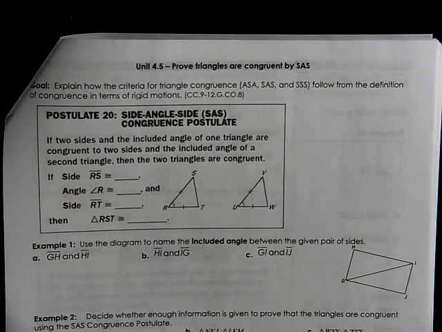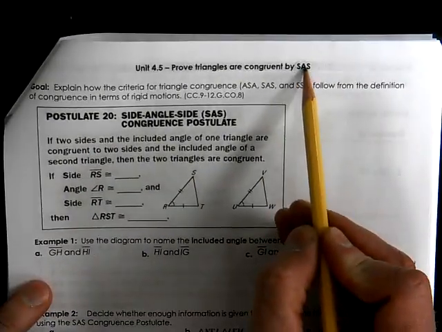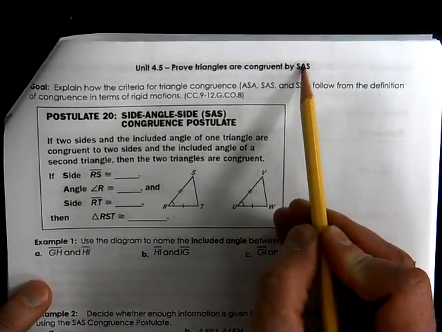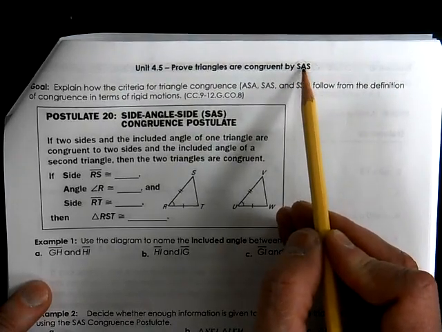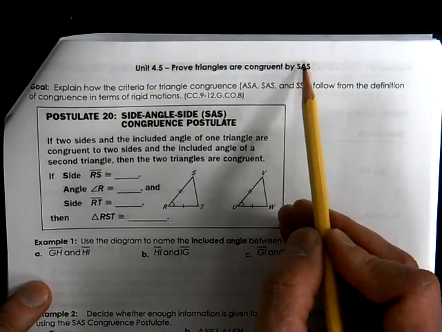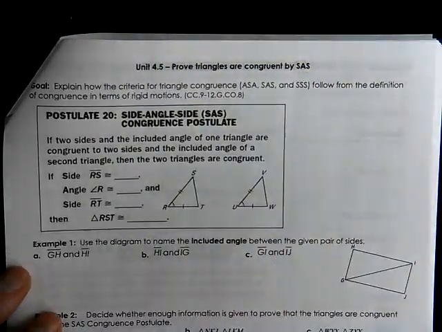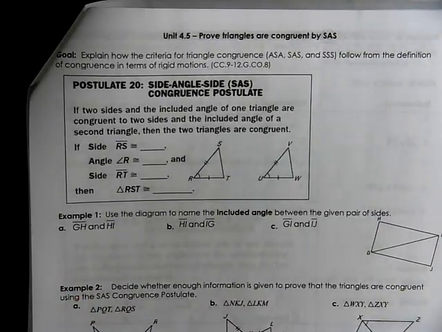This is geometry 4.5. We're going to prove triangles congruent by side, angle, side. Notice the A is in between the S's. That's called the included angle. The angle is in between the sides. Included angle. We can demonstrate that a little bit.